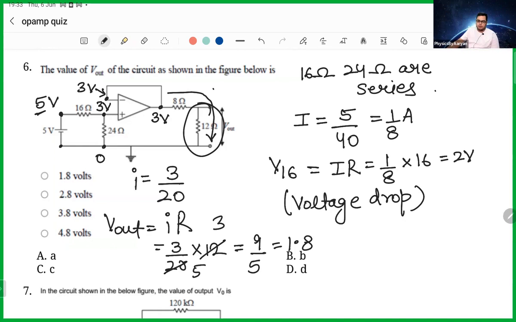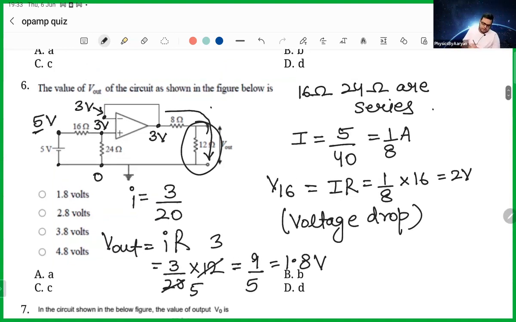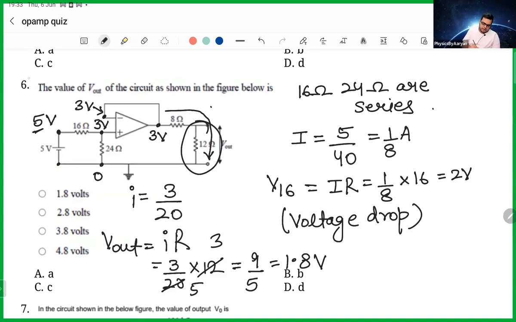Yeah, 1.8. So the answer should be 1.8. Perfect. So let me repeat this solution. I think you should revise this question again and again before your exam. Okay, so what should happen in this case?